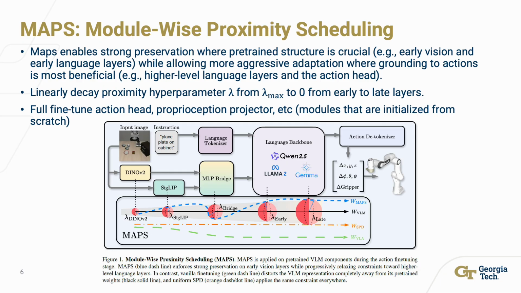Using a single linearly decaying proximity hyperparameter, lambda max, following our empirically derived hierarchy identified in our freezing analysis, we can evolve different VLA components in a targeted manner. This allows language layers to evolve more to adapt to action space while vision encoders are kept closer to their pre-trained representations. In this figure, the black solid line shows the original VLM weights, the green dashed line is the VLA weights during vanilla fine-tuning, and the orange line shows the weights after state-of-the-art robust fine-tuning. MAPS is shown in blue, where weights of components are kept strictly aligned to our empirically verified hierarchy.